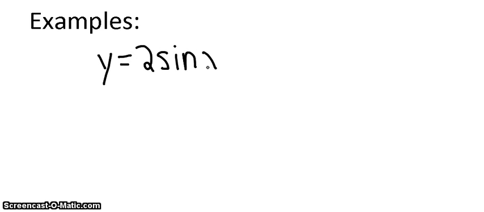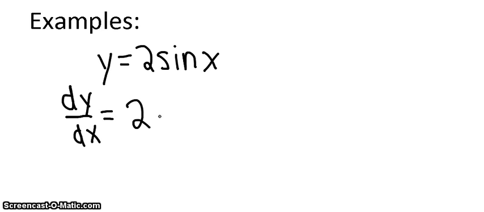But now let's do some examples. For example, if we had y equals 2 sine of x, how would we take the derivative of that? Well, we would leave the 2 out in front, and then the derivative of sine is cosine, so we have the derivative as 2 cosine of x.